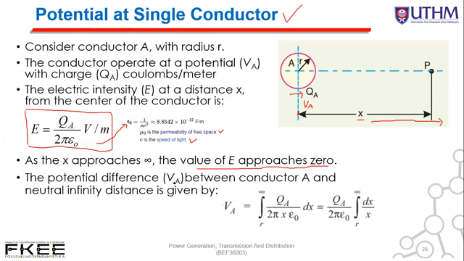The potential difference VA between conductor A and neutral at infinite distance is given by this equation: VA equals the integral of QA over 2 pi x epsilon naught dx, equal to QA over 2 pi epsilon naught, from R to infinity, dx over x. So this is the equation of potential difference for conductor A.